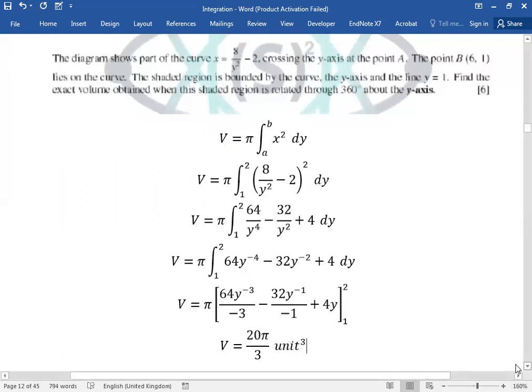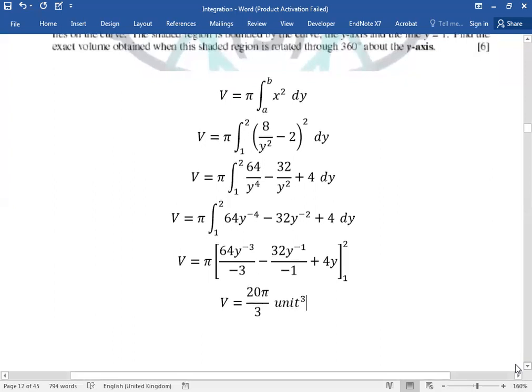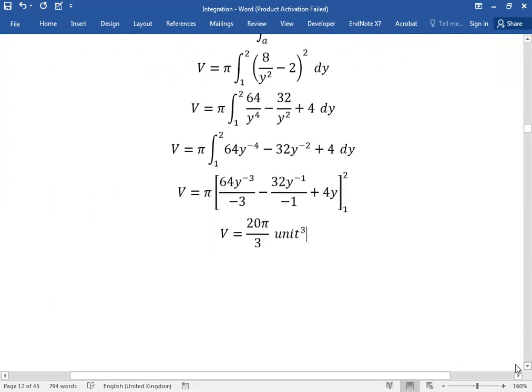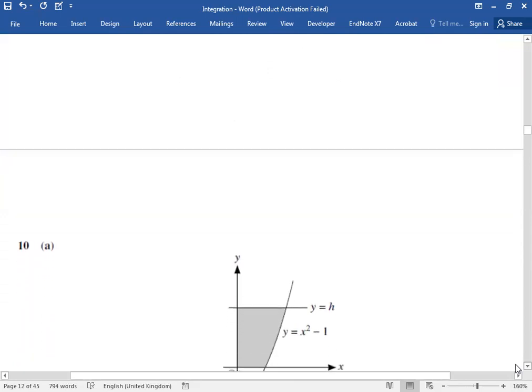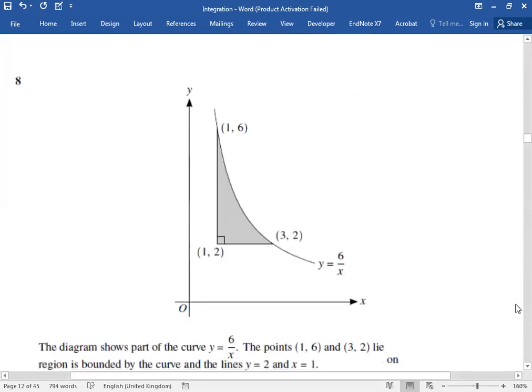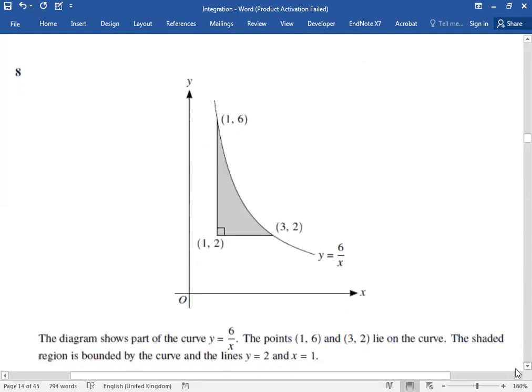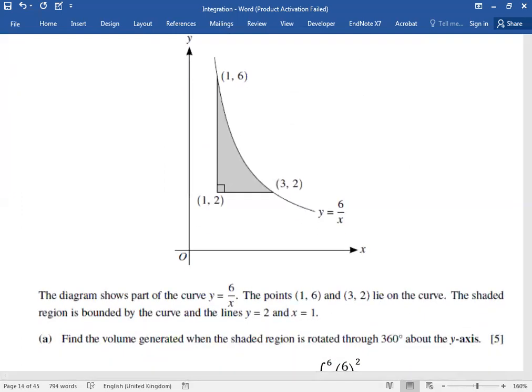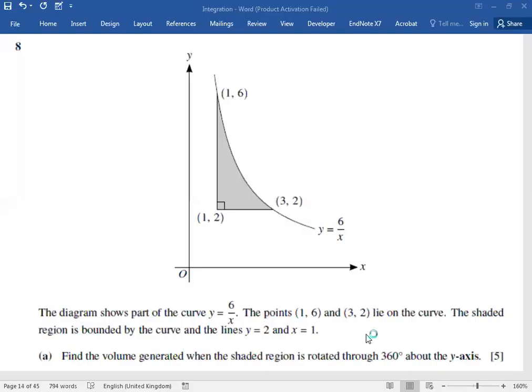This is the volume that you should end up with. Yes, 20 pi upon 3 unit cube.